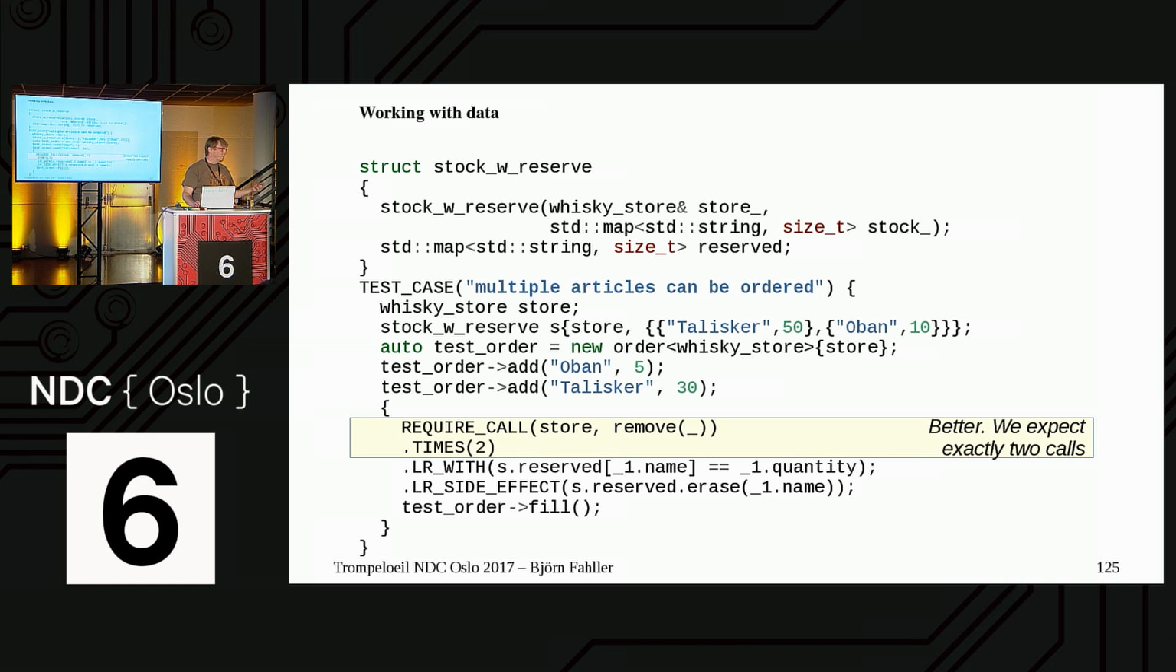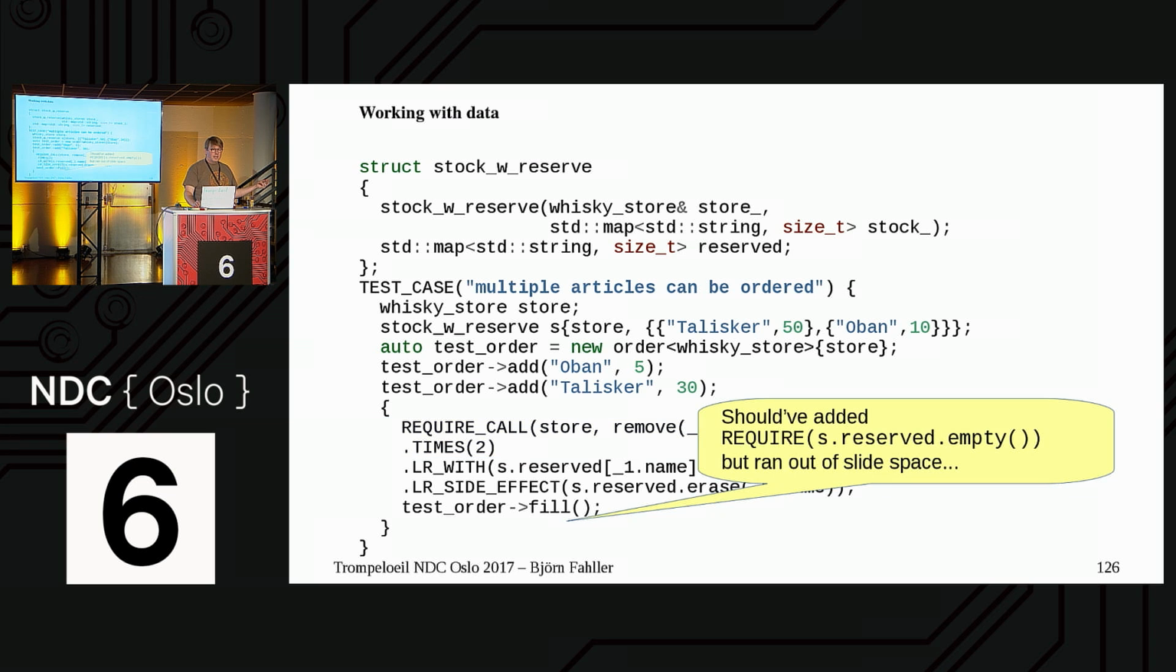Probably better, again, to not use allow, but to say ×2, because we know that there are 2 whiskies in there. And perhaps I should have added a requirement, an assertion that after this, this map really should be empty. I should have erased every element, but I ran out of slide space, I guess.